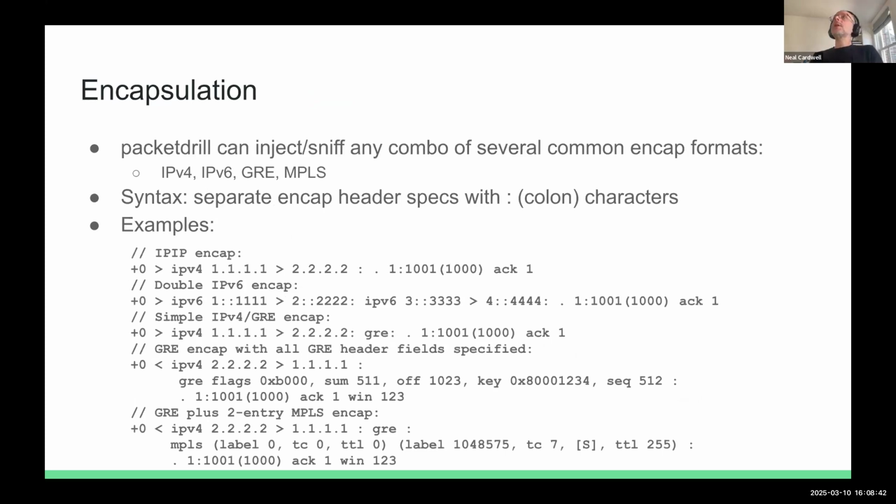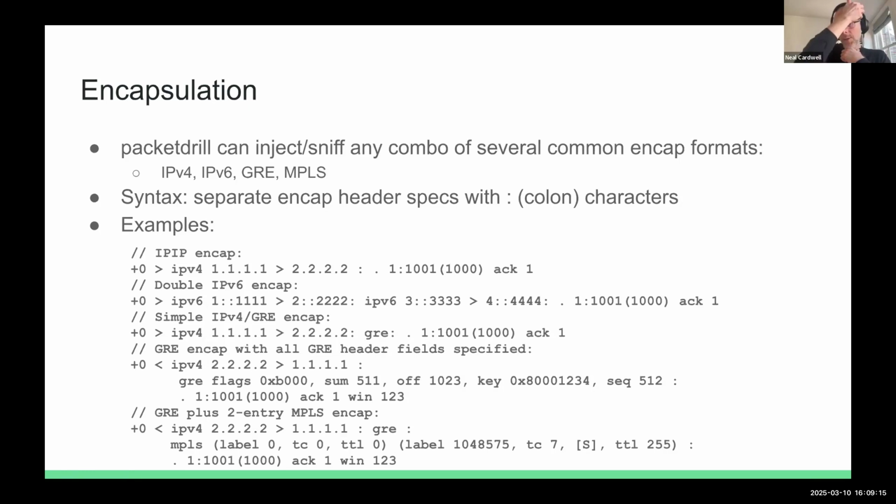Packetdrill can also test encapsulation of some common kinds of encap: IPv4, IPv6, GRE, MPLS. The way you can specify those is to specify the encapsulation header and then a colon, and then either the next encapsulation header, with an arbitrary chain of encapsulations if you want, and then finally your layer 4 header here at the end. And then this provides some example syntax for various kinds of encapsulation.